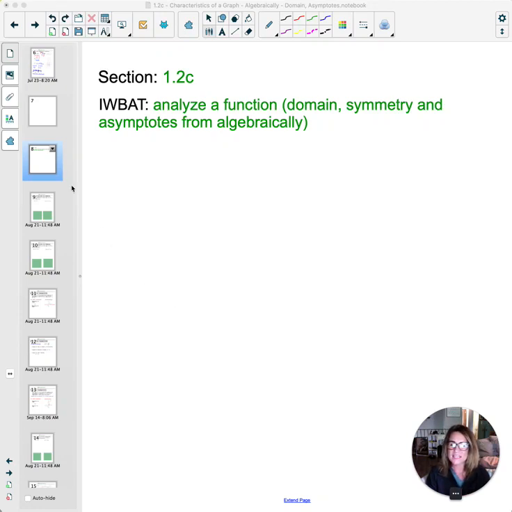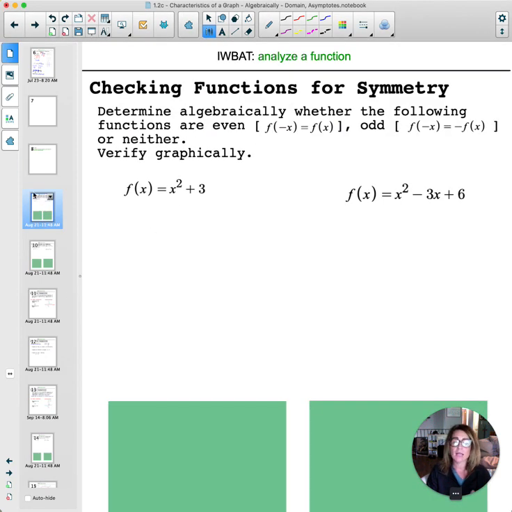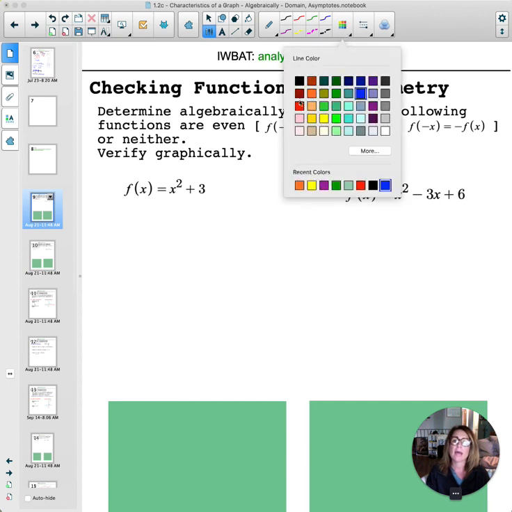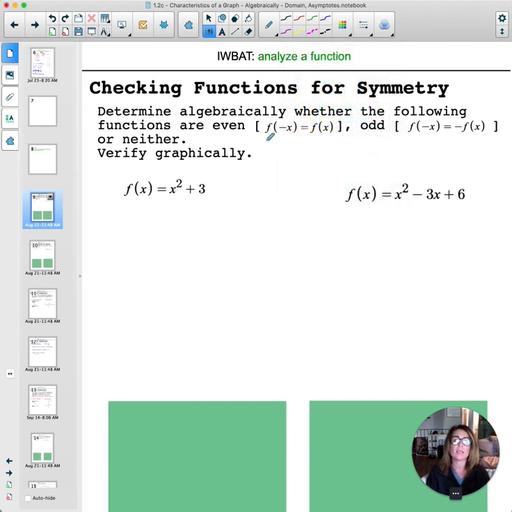Okay, so for the second part of the video, I'm going to talk about symmetry and asymptotes and how to find those algebraically. We talked about symmetry the other day in the video, how if it was even symmetry, it was symmetric over the y-axis, and if it was odd symmetry, it had symmetry around the origin. I also had the algebraic part put there, but we never talked about it.